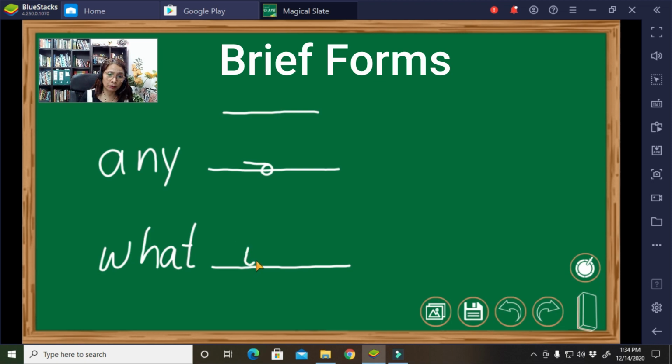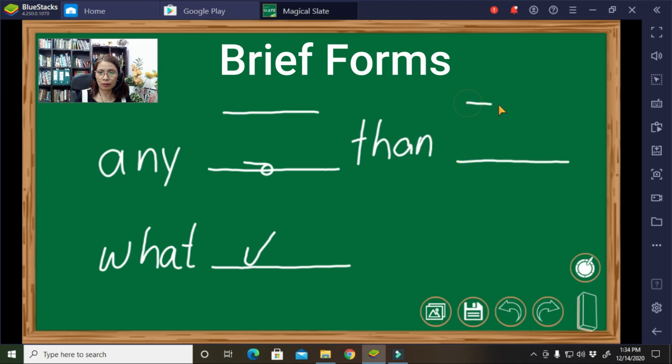That is any. For the word what, it is represented by a downward deep hook, followed by an upward straight line. That is your letter T. This is now the symbol of what in shorthand. Alright. Next, for the word than, it is represented by an over if and a short forward straight line. That is your N. This is now the shorthand for the word than.